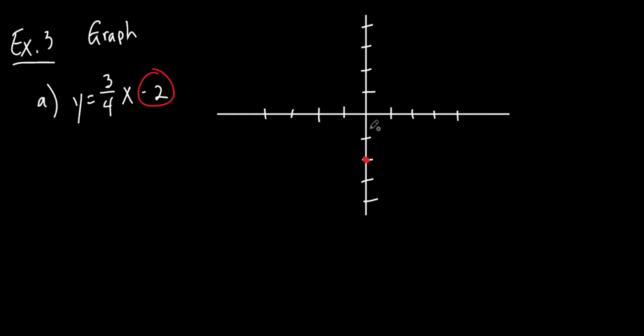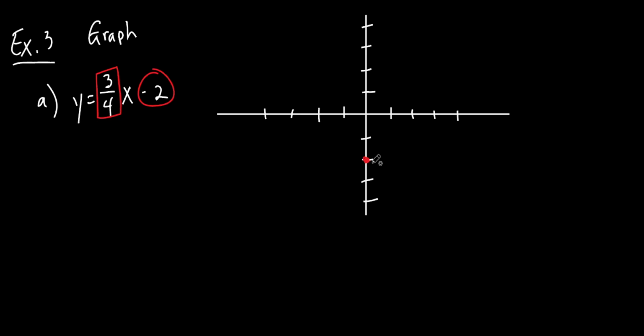And now we start at that point. Okay, don't start at the origin. Start at that point. And what are we going to do? We are going to rise how many? 3. And we're going to run how many? 4. We're going to rise positive. We're going to run what? Positive to the right. Okay, so rising positive means we go up. Running positive means we go to the right.